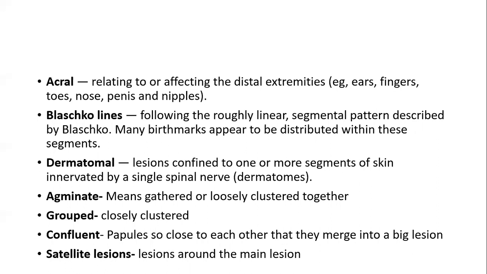Then dermatomal lesions are confined to one or more segments of the skin, innervated by a single spinal nerve or dermatomes. Aggregate lesions means gathered or loosely clustered lesions. Grouped, closely clustered lesions. Confluent lesions, papules so close to each other that they merge into a big lesion. Satellite lesions are the small lesions around a main lesion.